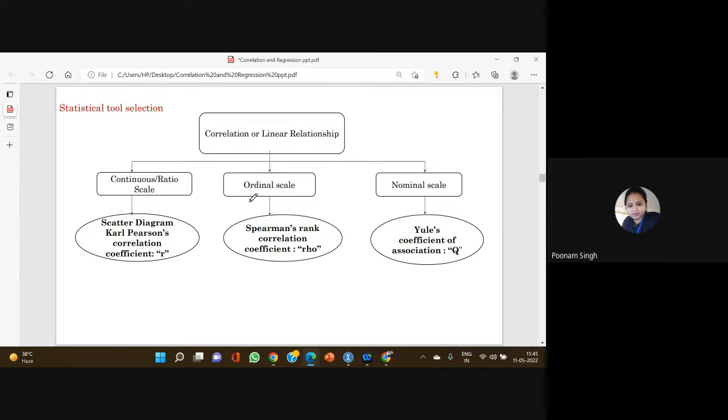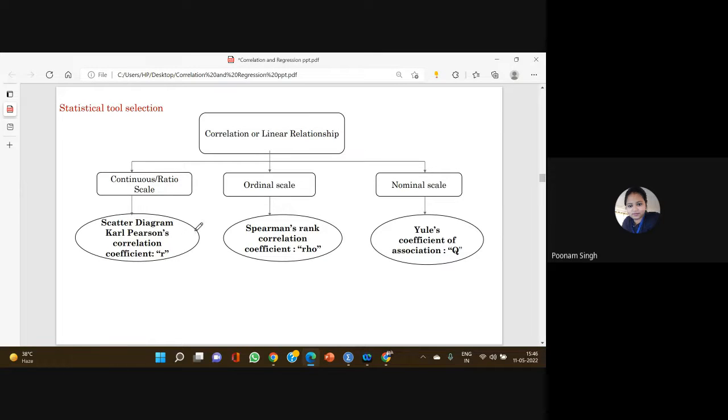interpreting the result. So we have seen that the purpose of correlation analysis is to find the existence of linear relationship between the variables. And the scatter plot gives us a rough idea. So the correlation coefficient is calculated to quantify the strength of relationship between the two variables.